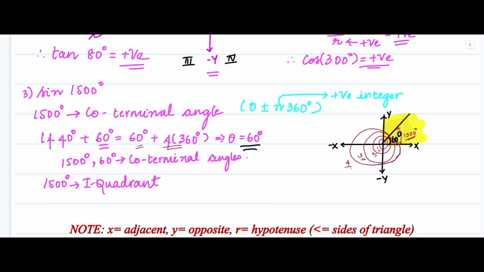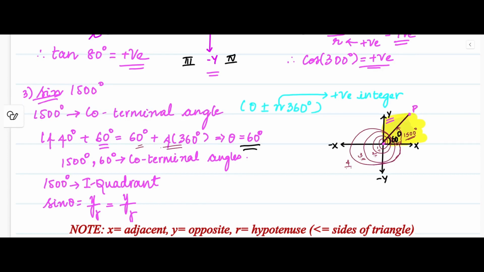And next, what is the definition of sine theta? Sine theta is always y divided by r. So y in first quadrant is always positive because first quadrant is having positive y-axis. So y divided by r. R is the length of hypotenuse. It is the distance from the origin O to the point, say here.